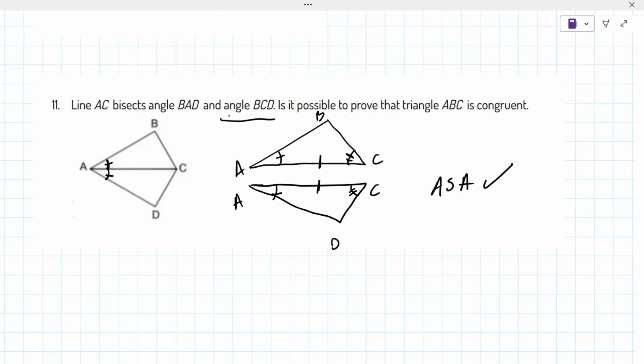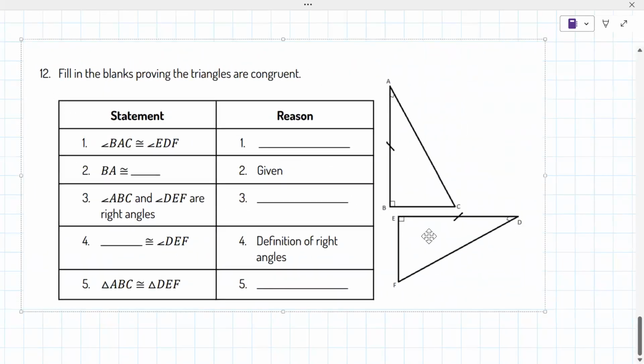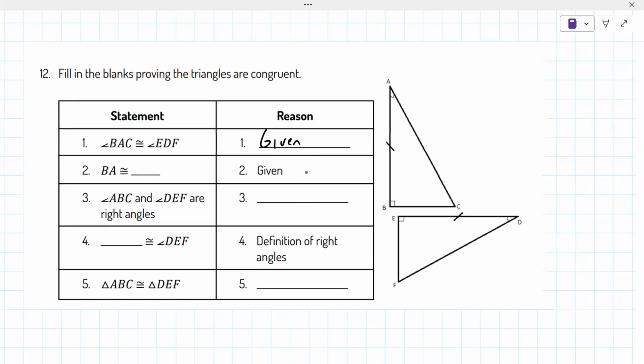All right, number 12 is a proof. So fill in the blank proof. Usually the first statement is given. They didn't really even give you anything here, but we're gonna presume that this is given. So it's good to mark up the drawing here.